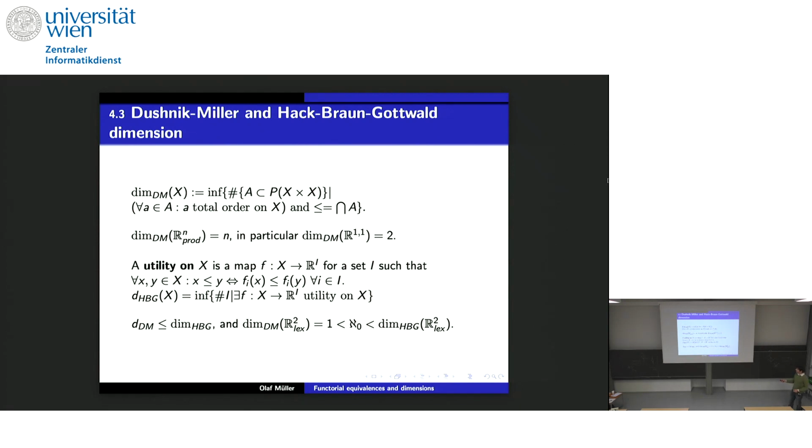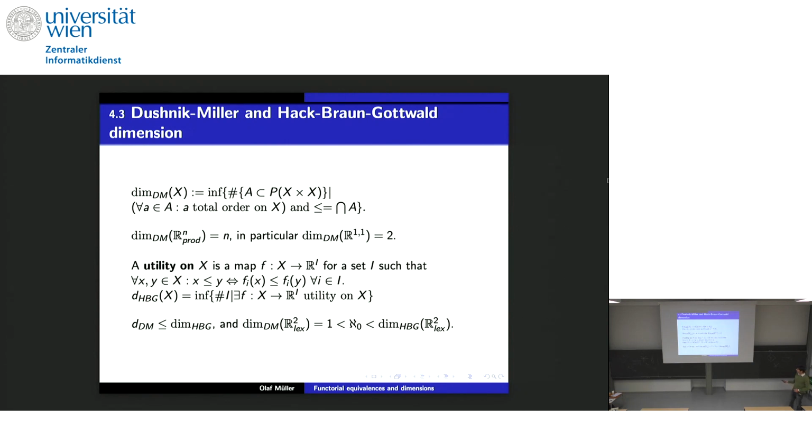And the Hack-Braun-Gottwald dimension, from a recent paper, is then defined as the infimum of cardinalities of Y such that there is a utility from X to R to the Y. Okay, and as I said, by this restriction on the character of chains, the Dirichlet-Miller dimension is smaller or equal to the Hack-Braun-Gottwald dimension.